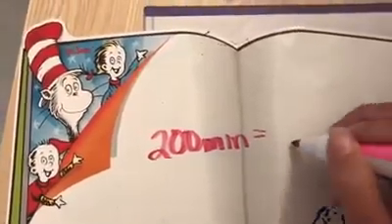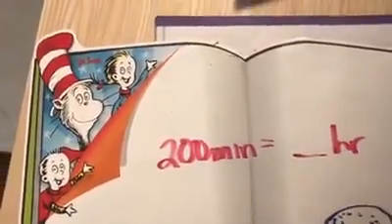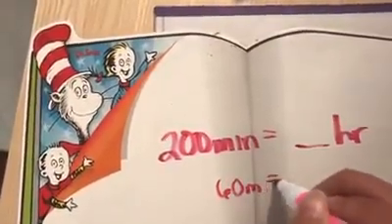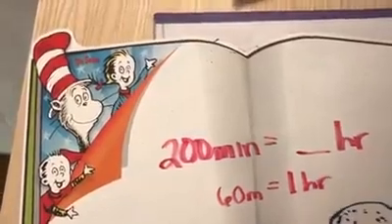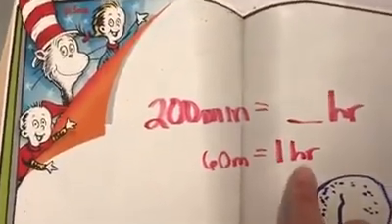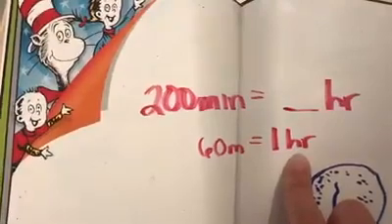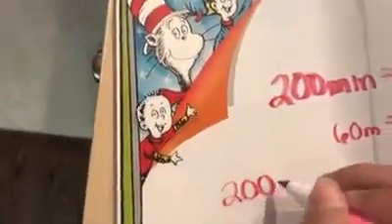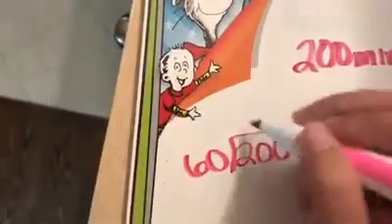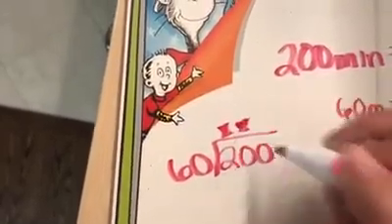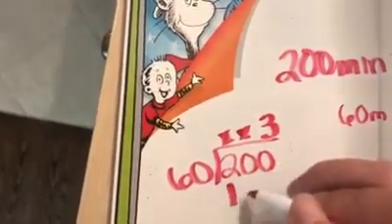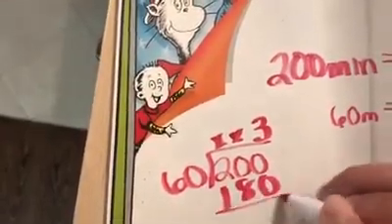Well, I know that when I go from minutes to hours, 60 minutes equals 1 hour. So when I change from a smaller unit to a bigger unit, I'm going to get smaller, so I'm going to have to divide. So I'm going to take my 200 and we're going to divide it by 60. Now, 60 can't go into 2, and 60 can't go into 20, but I know 60 can go into 200 3 times, because 3 times 60 is 180 when I do 3 times 6 and add the 0.